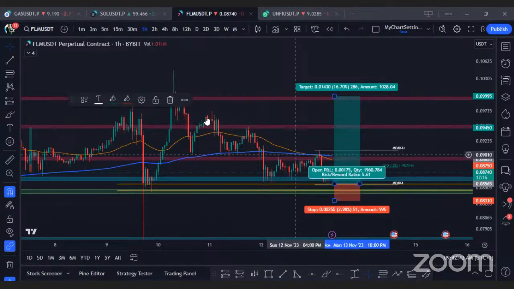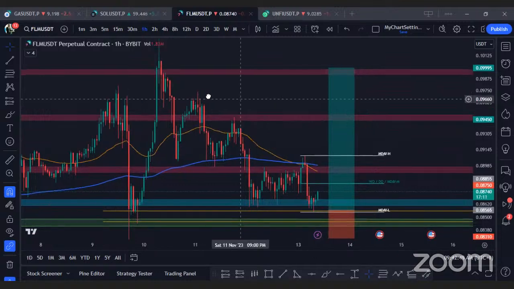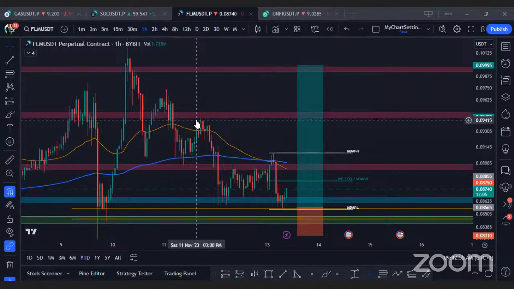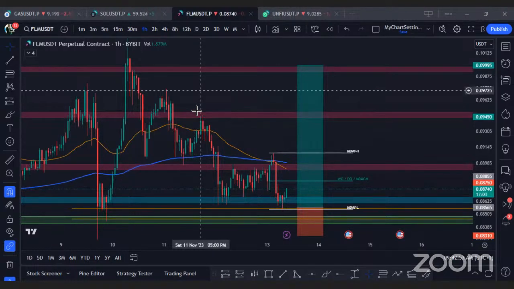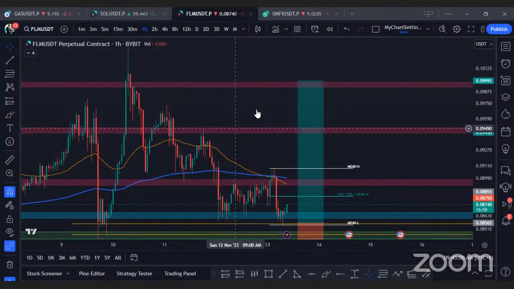That's basically what I'm looking at for FLM. So target that level up there. Maybe your first TP will be 0.09, second TP will be 0.094, third TP will be 0.097, and then your last TP will be around 0.099. FLM, just give me a moment. Let me quickly do that. Let me do a market order for FLM.